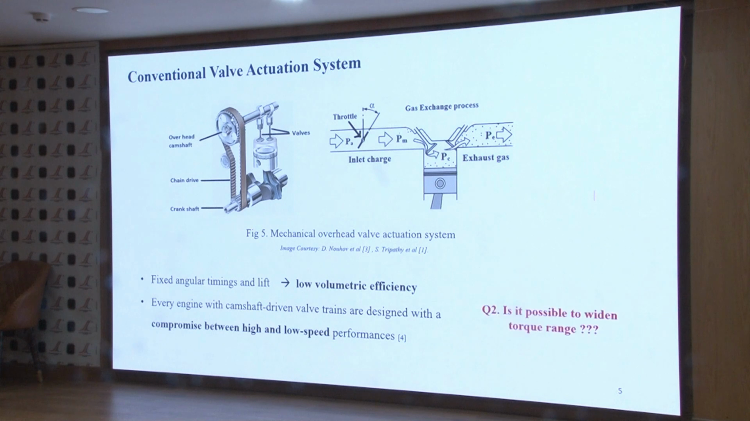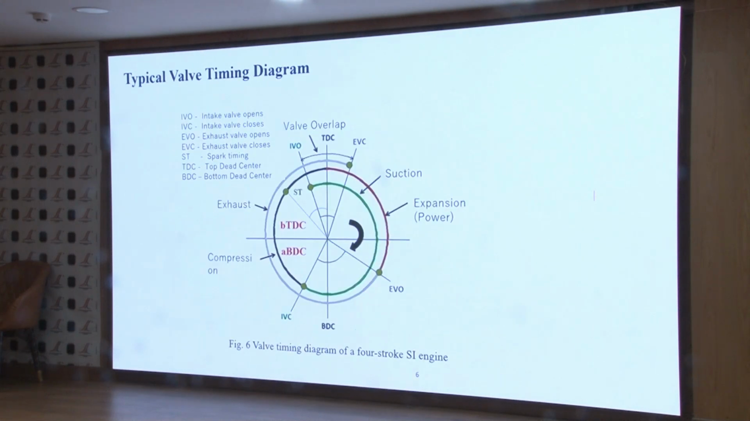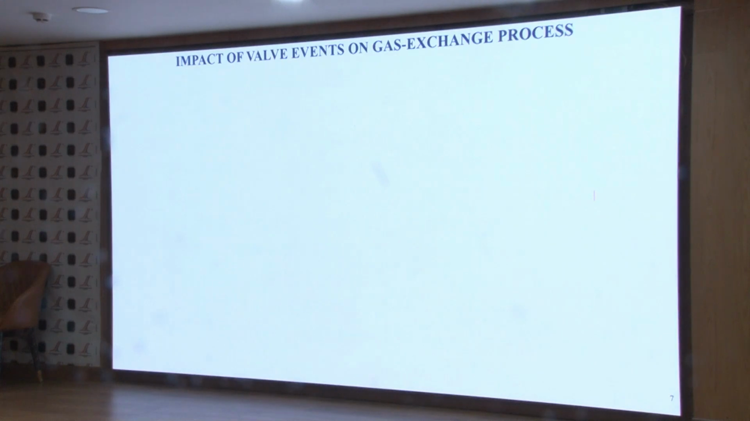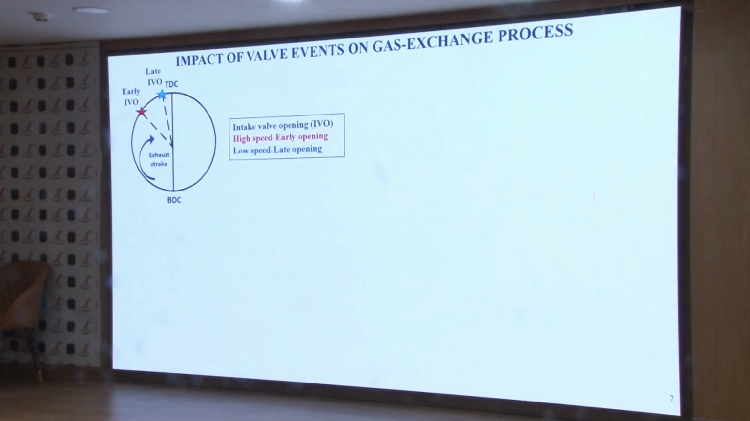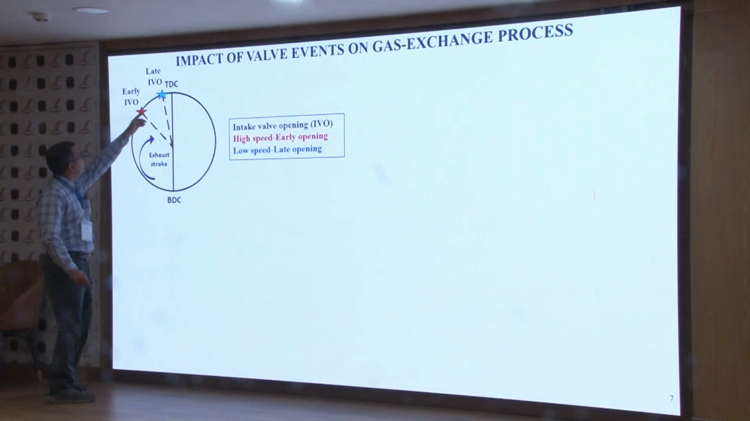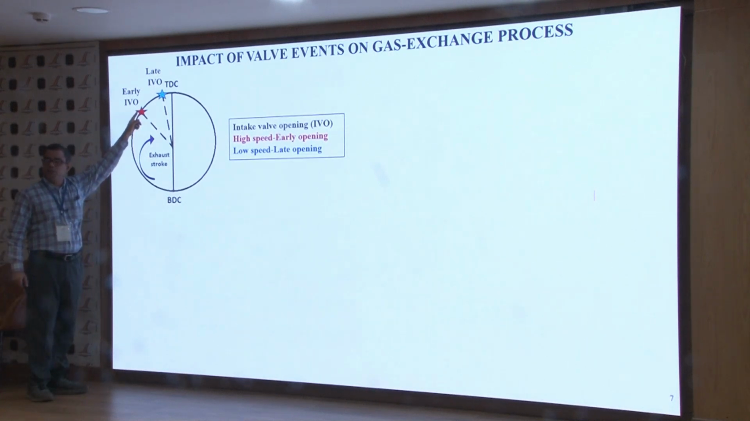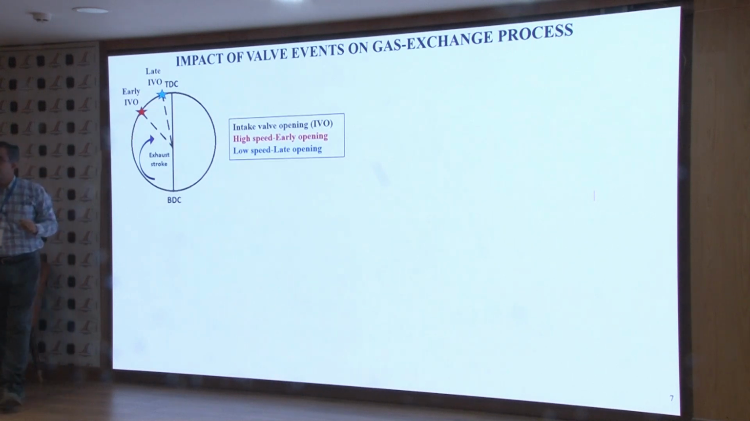If you look very carefully at this typical valve timing diagram, at the lower speeds of the engine we need to do the IVO very close to the top dead center. Whereas at high speeds the IVO needs to be much before the top dead center, because at the lower speeds, if the IVO takes place much before the top dead center, backflow is going to take place.